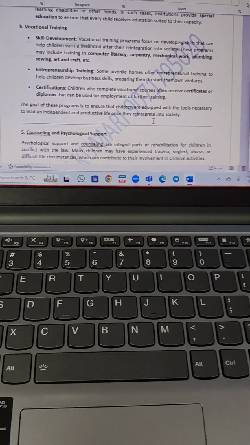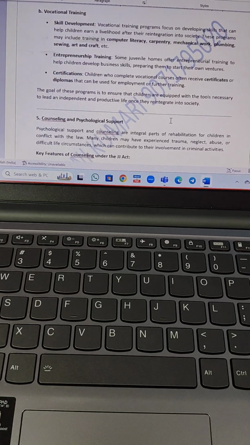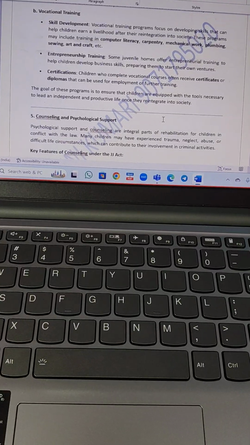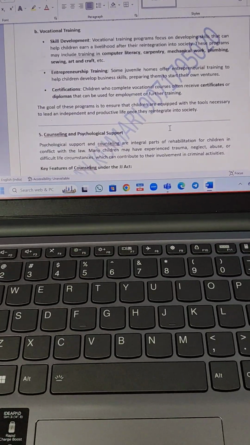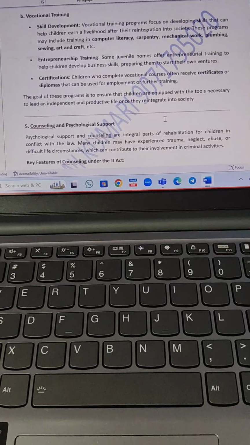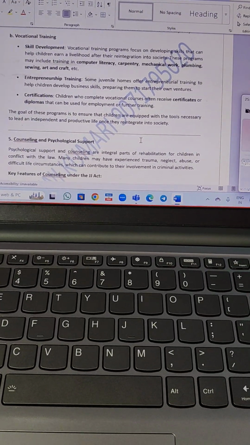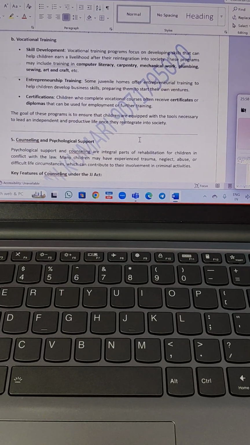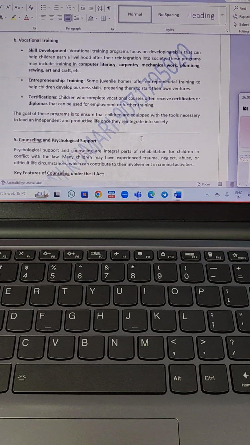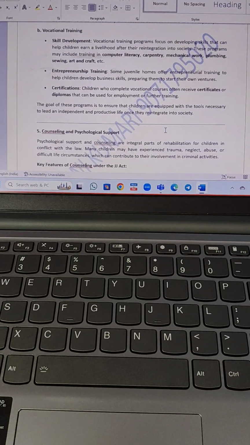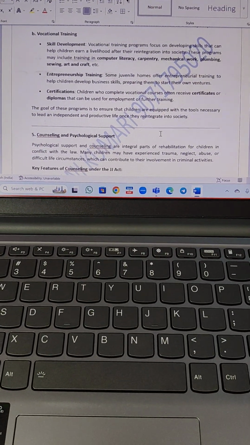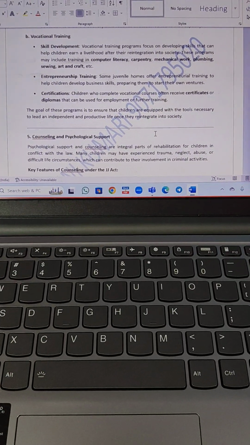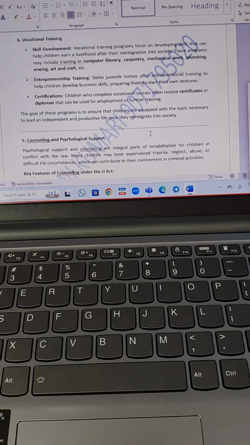Now vocational training. Vocational training programs focus on developing skills that help the child to earn their livelihood, please underline, after they reintegrate into society. These programs include, please underline, computer literacy, carpentry, mechanical work, plumbing, sewing, art and craft, etc. Some juvenile homes offer entrepreneurial training to develop business skills, preparing children to start their own ventures.